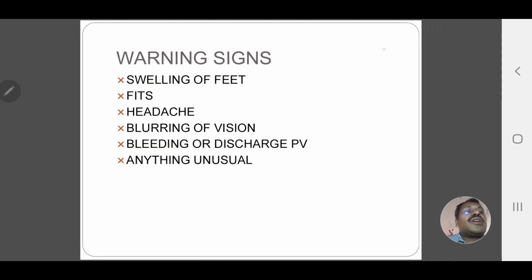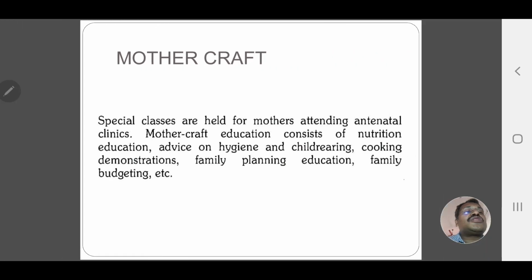Then what are the warning signs of pregnancy? Swelling of feet, fits, headache, blurring of vision, bleeding or discharge PV. All these are warning signs for the high risk problems which we earlier discussed. Next is teaching the mother about mothercraft, that is health education regarding nutrition, advice on hygiene, child rearing, cooking, family planning education and family budgeting.